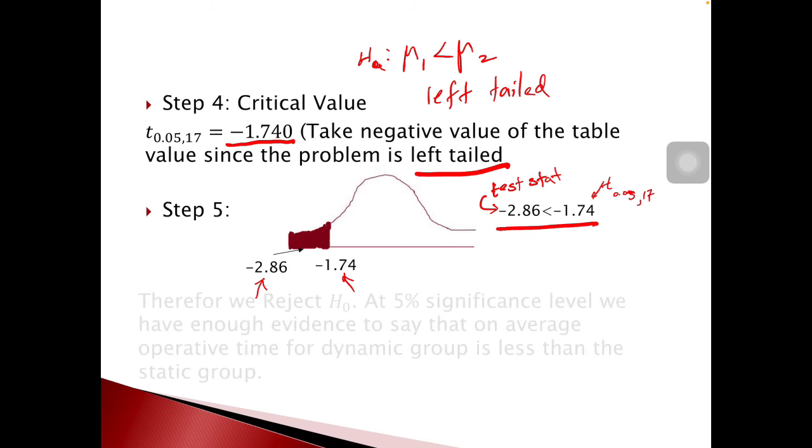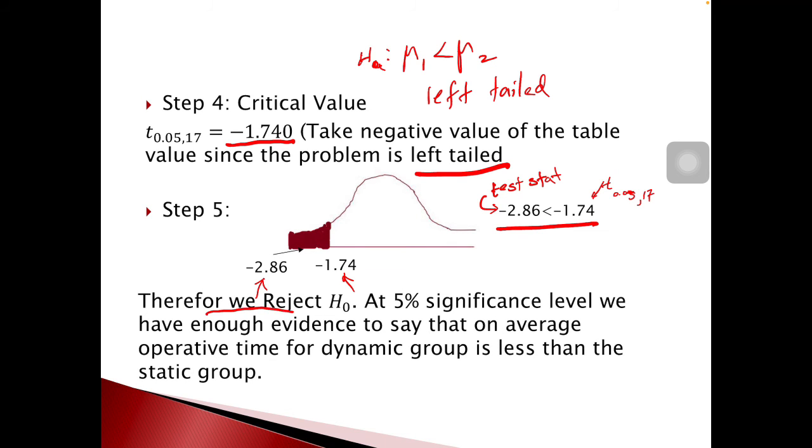So what do you have to do? We have to reject our H naught. So we can write: at 5% significance level, we have enough evidence to say that on average the operative time for the dynamic group is less than the static group. Why do we write like this? Because we reject our H naught, so we have enough evidence to support what they have asked.